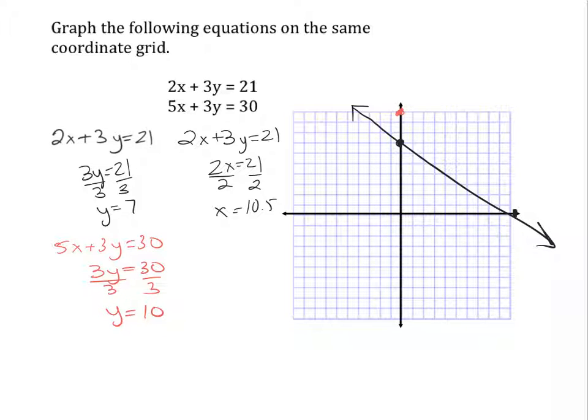And then we're going to do the same thing for the x-intercept. You're going to cover up 3y, so you get 5x equals 30. Divide both of those sides by 5, x equaling 6. Putting that point there, and again, doing your best to try to get a straight line.